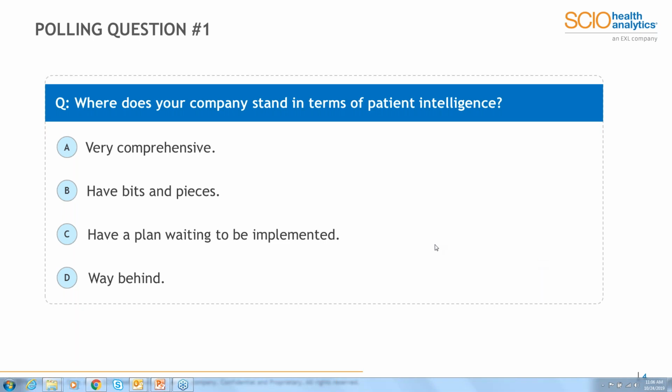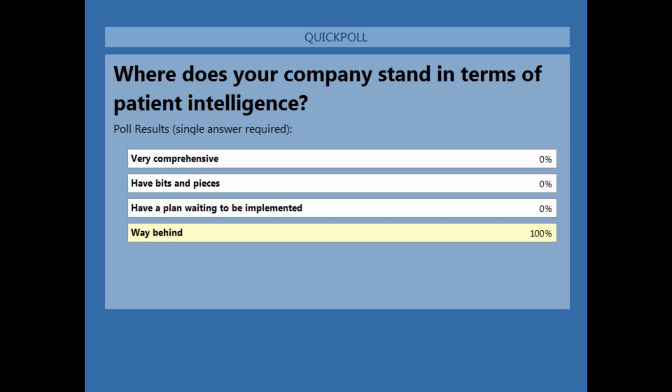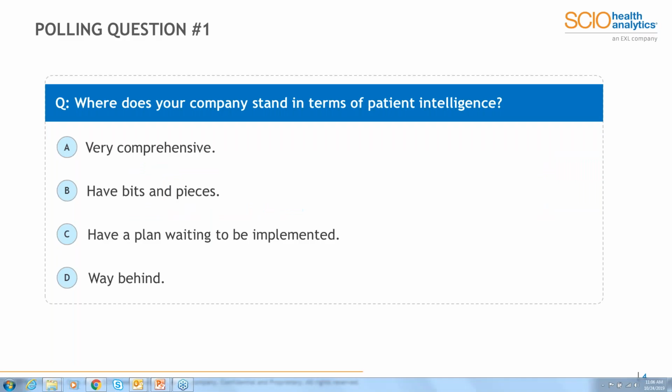Okay, it looks like we have the results of the survey. It looks like everyone is way behind. That's been 100% of the response, and interesting amount of votes. Thank you.